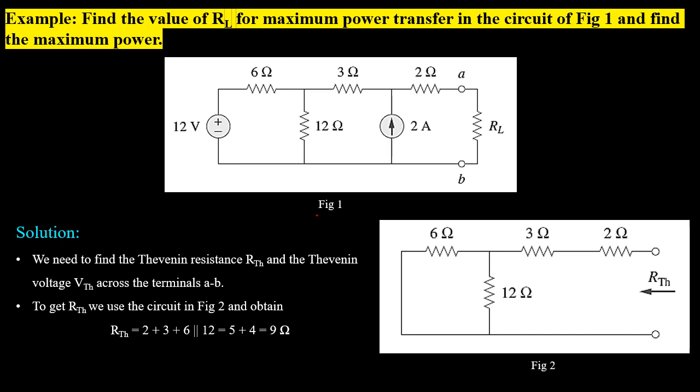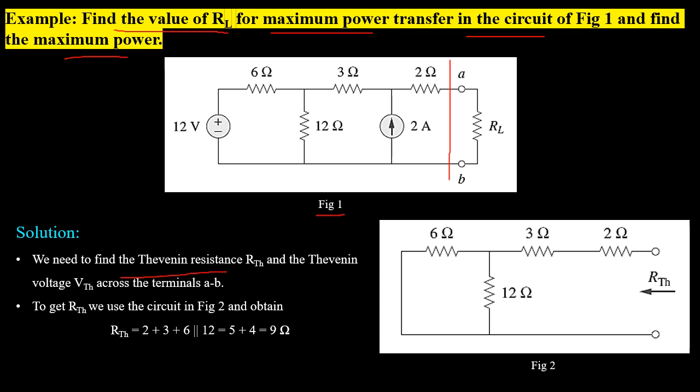Now for the circuit given in figure 1, we have to find the value of load resistance for maximum power transfer and also the value of maximum power. For finding the conditions under which maximum power is transferred, we will find the Thevenin equivalent circuit for the circuit given in figure 1. First of all we will find the value of Thevenin resistance and then we will find the value of Thevenin voltage.